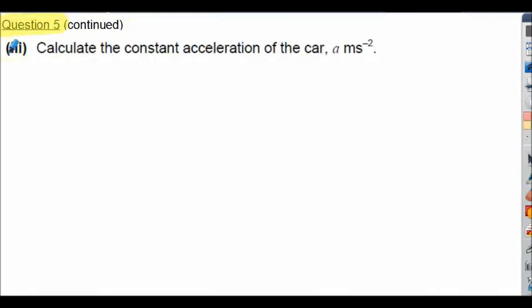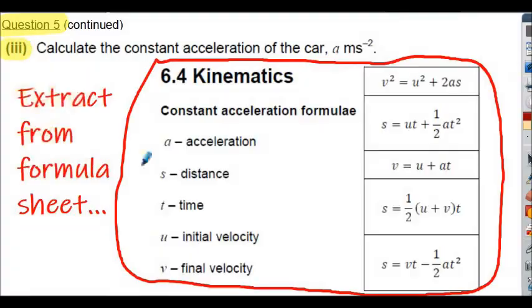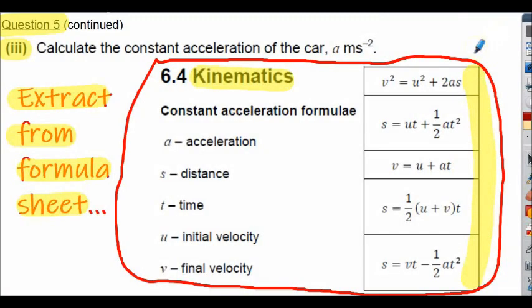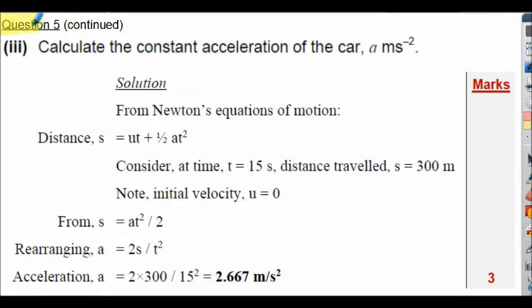Question 5, Part A, Item 3, require an equation of motion here. And for your reference, here's an extract from the formula sheet in the mathematics section that contains the equations of motion, or the SUVAT equations, they're sometimes called. Question 5, Item 3, is our equation, is a solution.